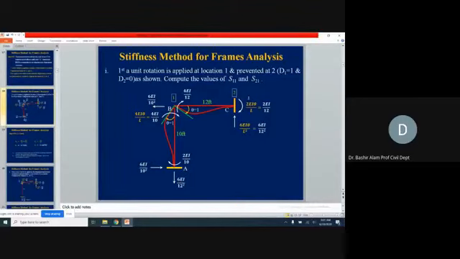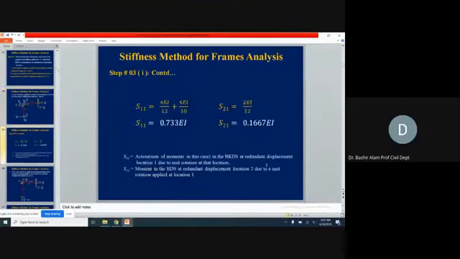S21 will be equal to, this is 2 location, and because of 1 rotation we are getting this action, and it will be equal to now this 2EI over 12, and again it is clockwise, so it is a positive value. So this is 2EI over 12, and you can confirm here now 4EI over 12 plus 4EI over 10, and S21 is equal to 2EI over 12, and here now we have these values in the decimals. So 0.733 EI and S21 is 0.1667 EI.